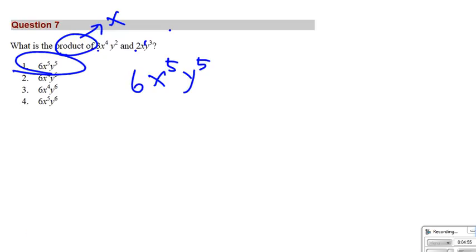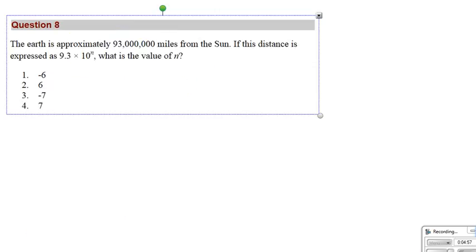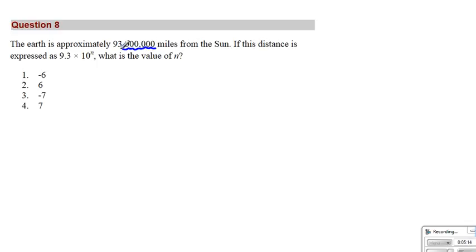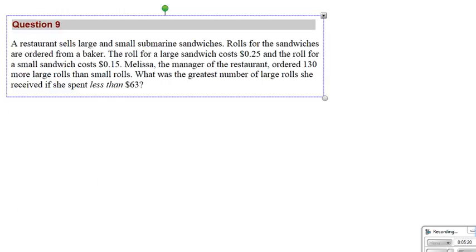Alright, when you look into this question, we are once again turning 93 million into scientific notation. Once again, we have to bring the decimal point 1, 2, 3, 4, 5, 6, 7 times to the left. That means it will be positive 7. All right, let's move on to the next question here.